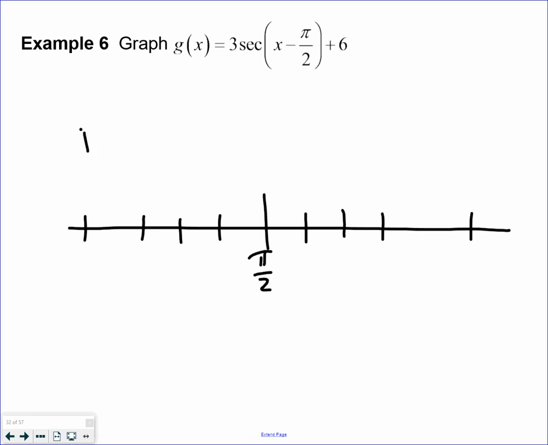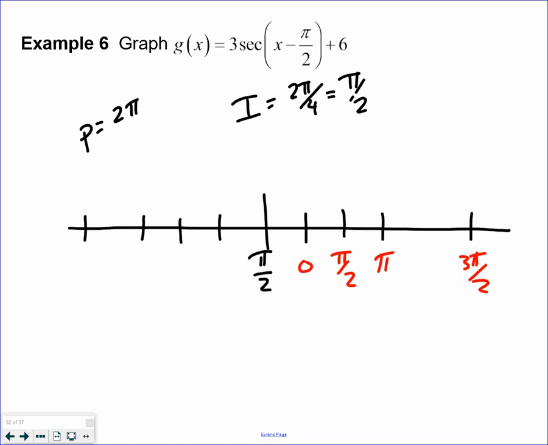Period length is normally 2 pi because there's no number being multiplied. That's what it's exactly going to be. And then I take the period length and divide by 4 to get the increments. So the increments in this case would be pi over 2. So that means I'm going to add pi over 2 going to the right and subtract pi over 2.